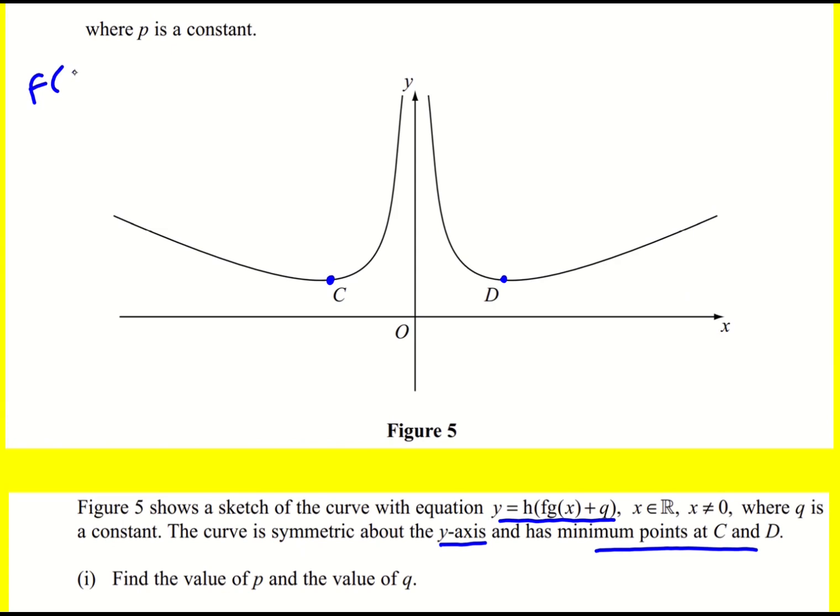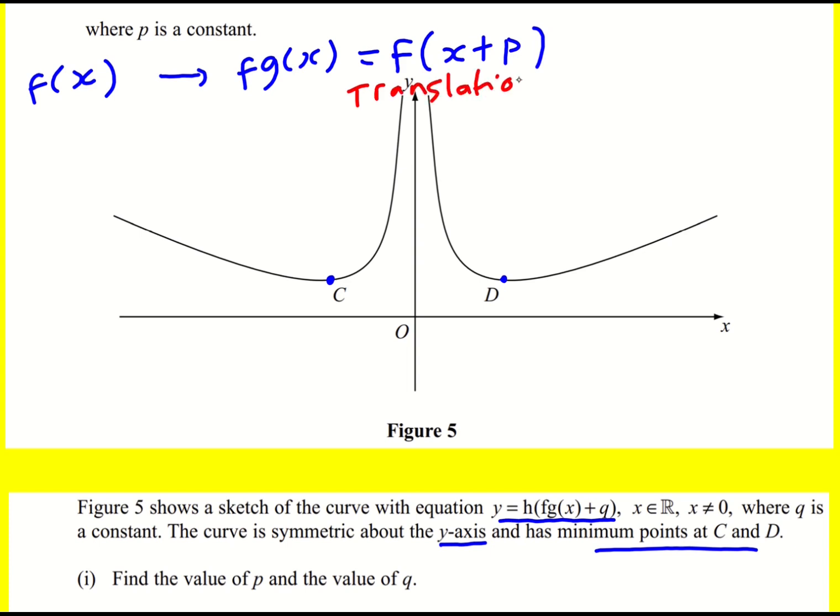So let's say I started with f of x, my original graph. What we're actually doing then is, I'm just going to say that this little line here just means I'm transforming it. So I'm going to be transforming it to f of g of x, which is actually going to equal f of x plus p. So this is a translation by minus p, 0, or p units in the negative x direction. Okay, so we'll look at that in a minute.